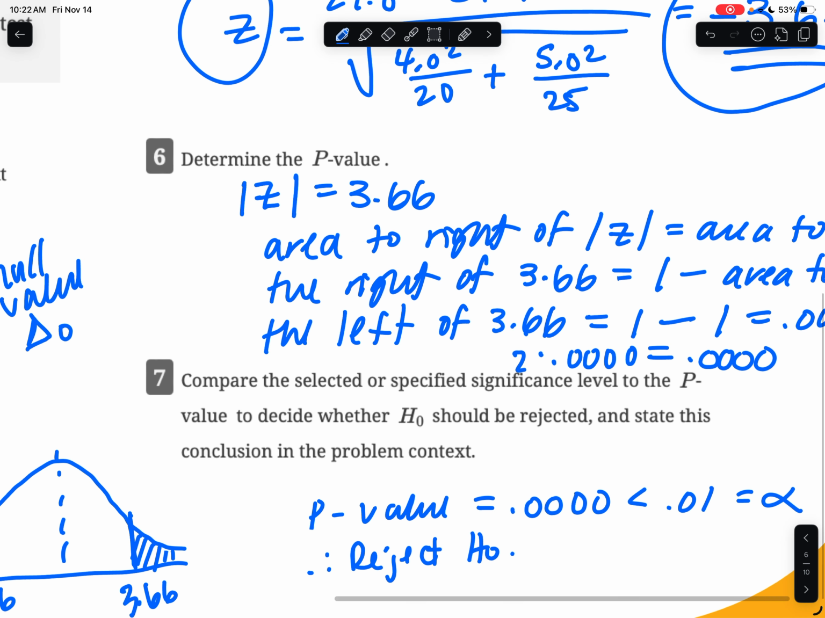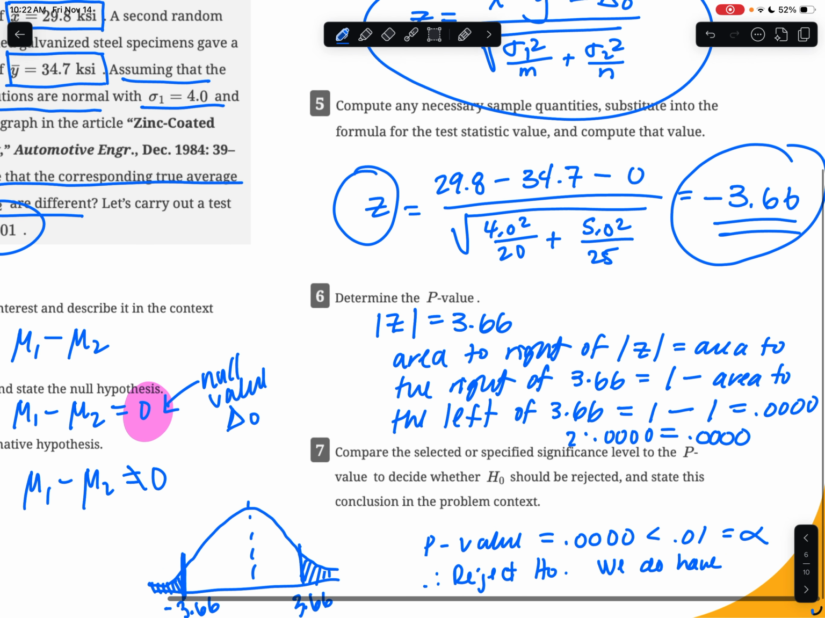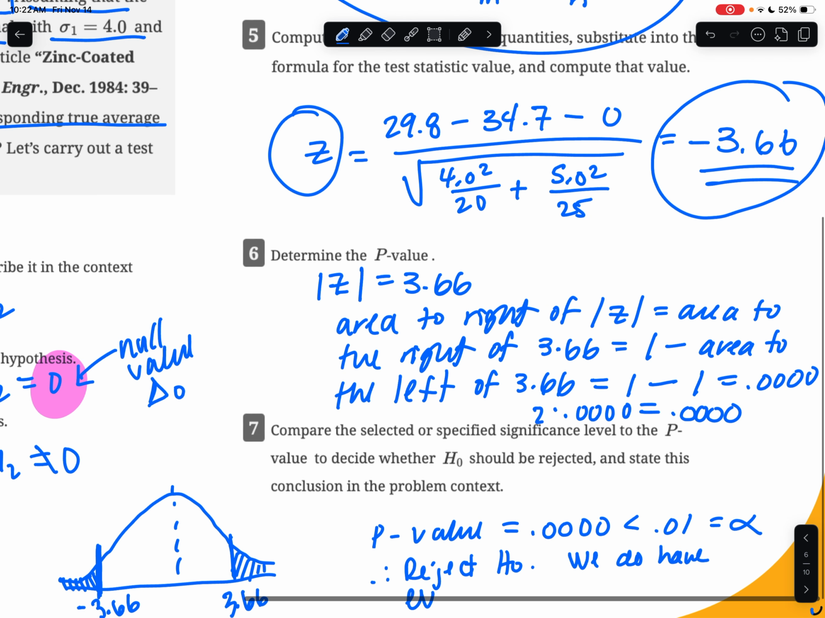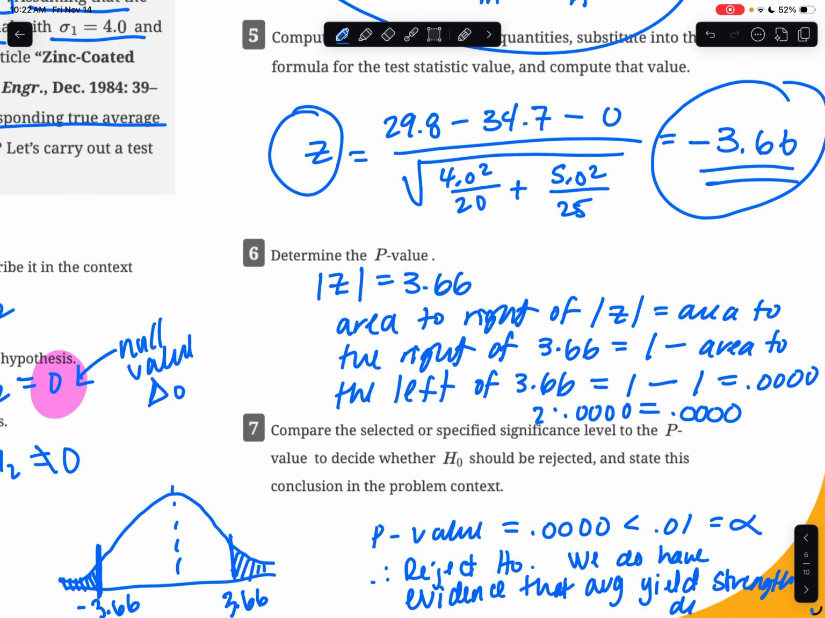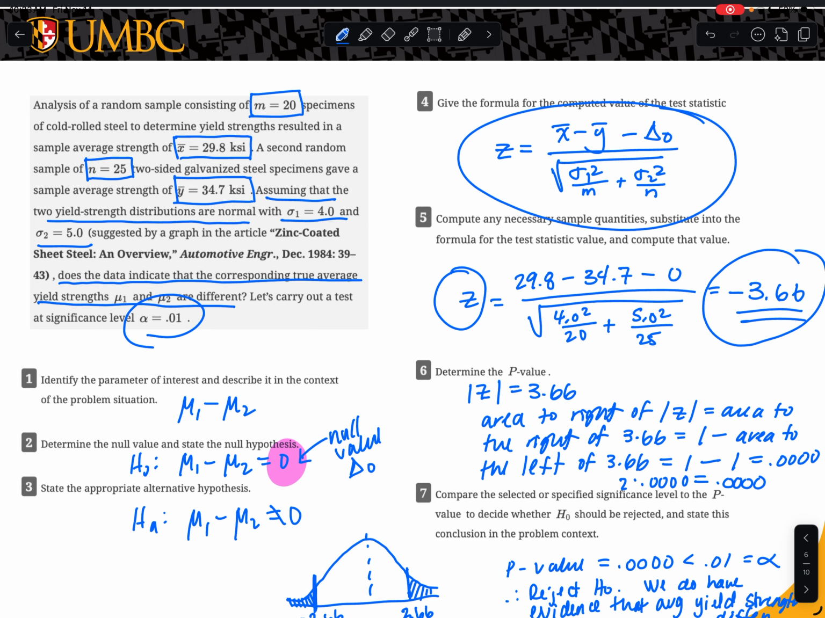Now let me write this in here. We do have evidence that the average yield strengths differ. Okay, that's what we have evidence of. We have evidence in favor of the alternative hypothesis that mu1 does not equal mu2. That is, mu1 minus mu2 does not equal 0.